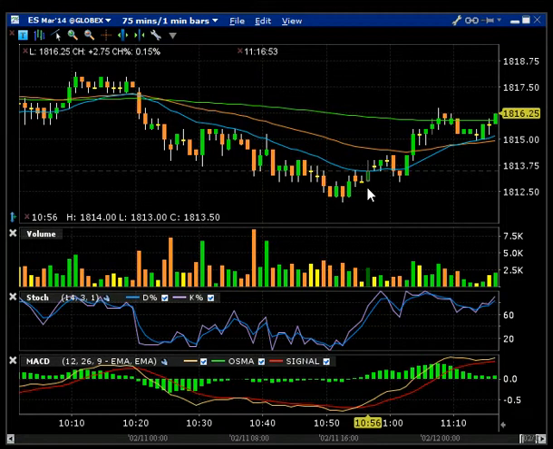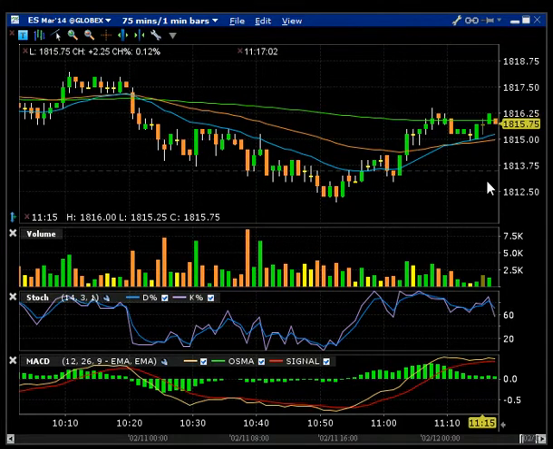Now, what am I using? I'm using an exponential moving average. The only difference between an exponential moving average and a simple moving average is that the exponential moving average is going to apply more weight to the recent prices. Okay, this reduces lag. It gives you a bit more of an accurate representation of the average.